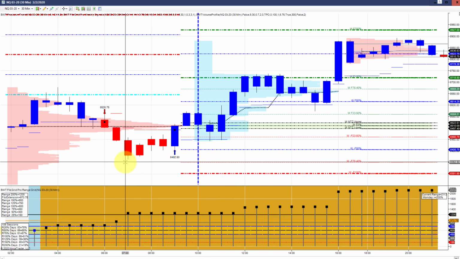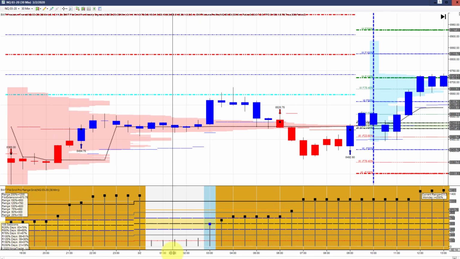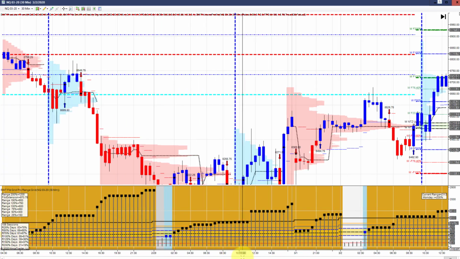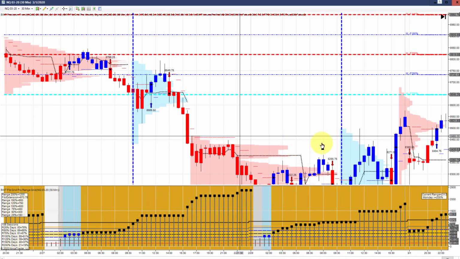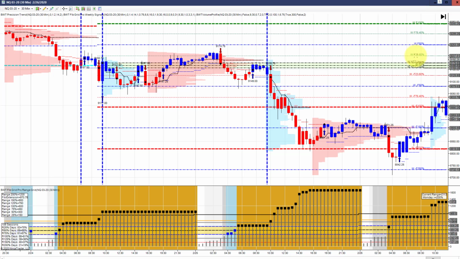Okay, now let's go back. Remember, this is a 24-hour chart. So if we go back to the previous week, the Fib Grid always resets and realigns. This is the beginning of the week. I have the session markers here.